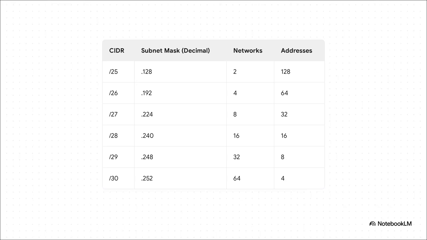For the networks column, you just start at 2 and you double it every time. 2, 4, 8, 16, and so on. For the addresses column, you do the exact opposite. You start at 128 and you just cut it in half all the way down. 128, 64, 32, and that's it. That's the entire engine that makes this shortcut work.